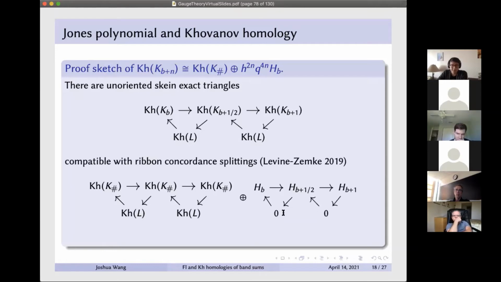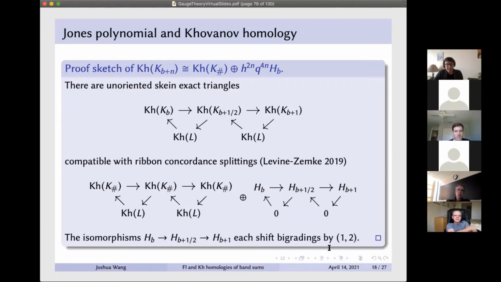The bottom terms of the triangles are 0 again, so the top arrows are isomorphisms. But the key difference between the Khovanov homology argument and the knot Floer homology argument in this context is that these arrows in the skein exact triangles of Khovanov homology are not grading preserving. They actively shift the gradings. They shift the gradings by 1, 2. So HB and HB plus 1 have the same dimension, but they're not bigraded isomorphic. They're bigraded isomorphic after a grading shift. So that's how this result goes.